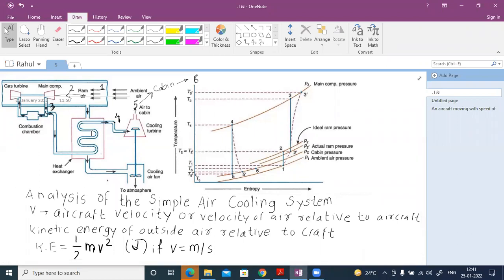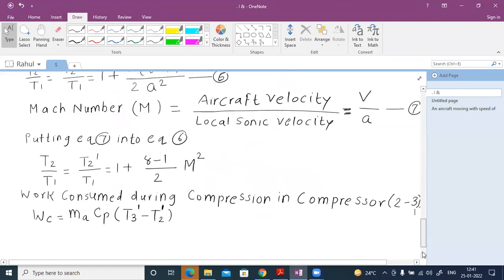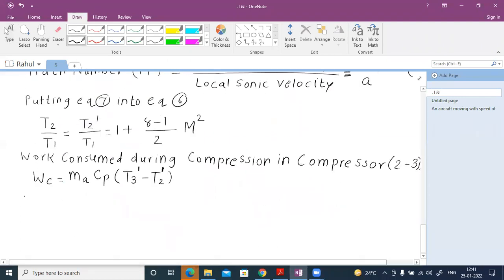Okay, so now we need to calculate. This process 3 to 4 occurs where? It occurs in a heat exchanger, and that is nothing but cooling, right? You can see this 3 to 4 in the heat exchanger, heat is lost. So that we need to again take into consideration.